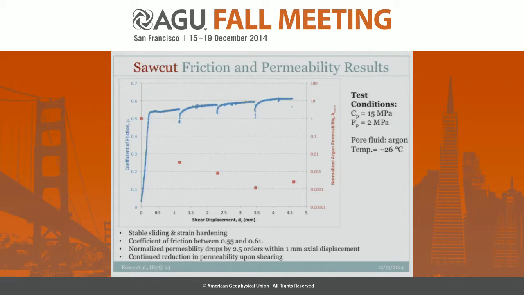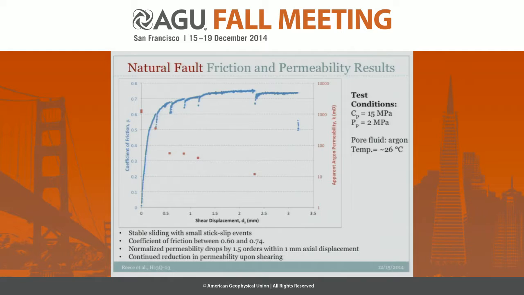Now, just to mention the test conditions, we used a confining pressure of 15 MPa, pore fluid pressure of 2 MPa, argon as the pore fluid, and pretty much room temperature. Now, on the next slide, I'm going to show you the results for the natural fault sample.